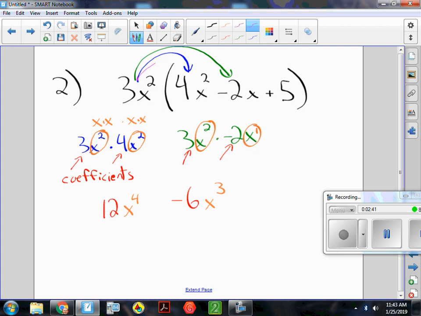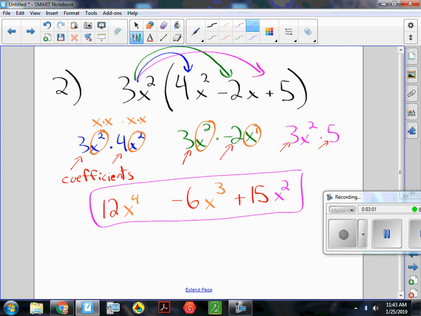And then the very last one, 3x squared times 5. 3x squared times a positive 5. My coefficients are 3 and 5. 3 times 5 is 15. And then 15 times x squared is just 15x squared. There's no other numbers to work with there. So that's my final answer. So that's how to distribute with monomials. That's the end of that.